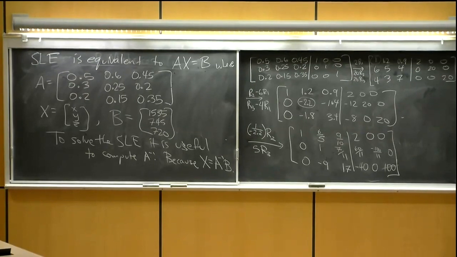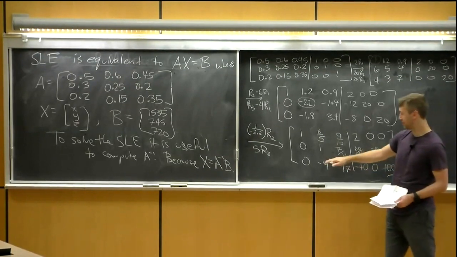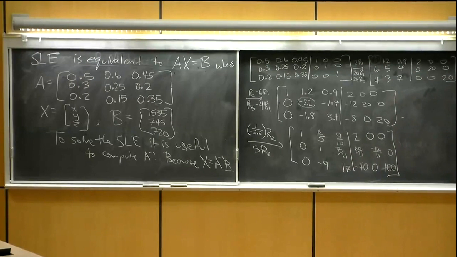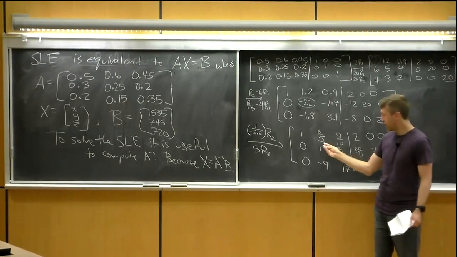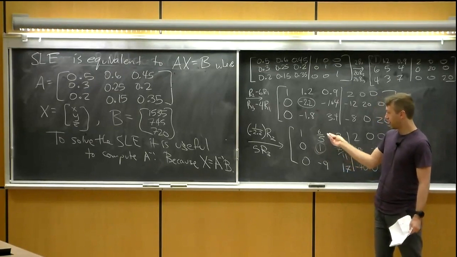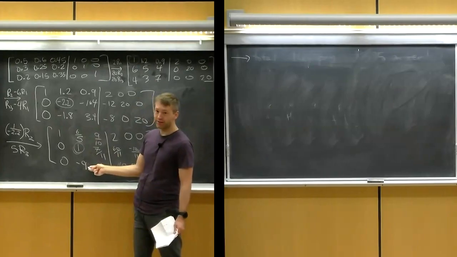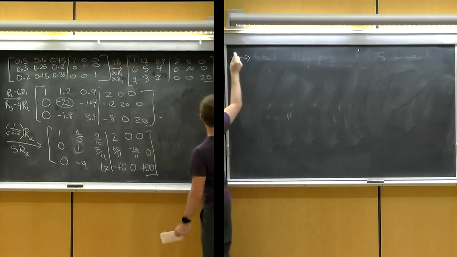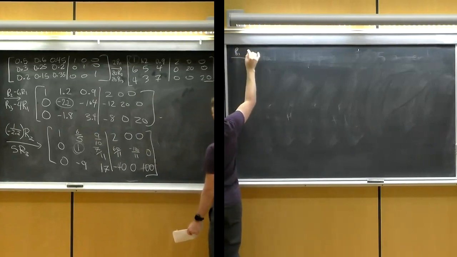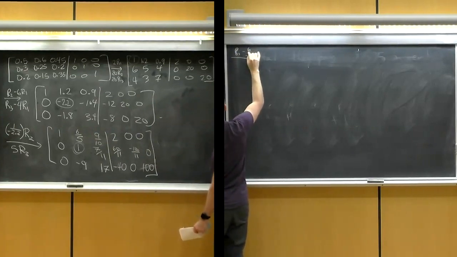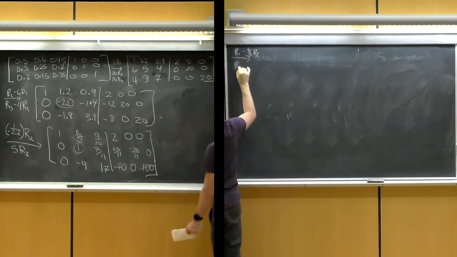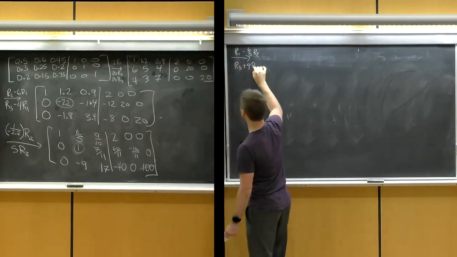I thought I should at some point give you a complicated example of Gauss-Jordan elimination. So now we're doing a complicated one. Okay, so now I've got my 1. I want to get rid of this 6 over 5, and I want to get rid of this -9. I take row 1 minus 6 over 5 row 2, and then row 3 plus 9 row 2.